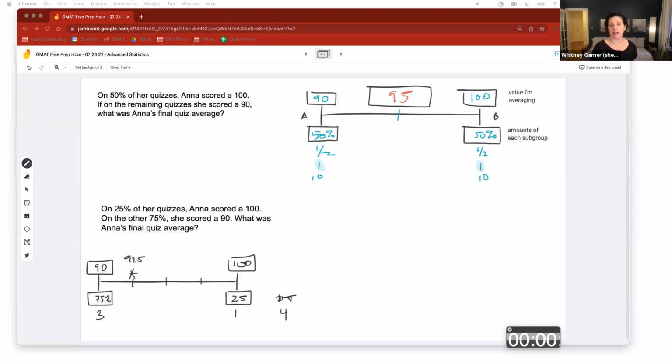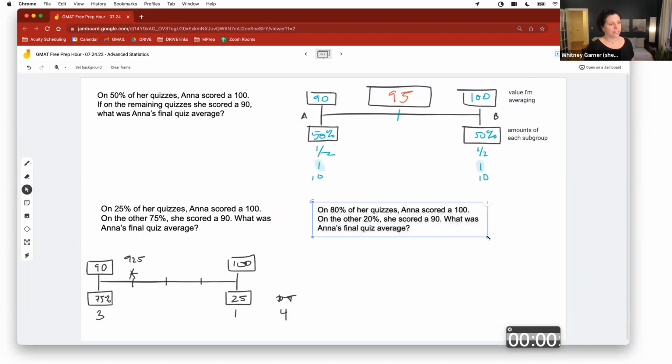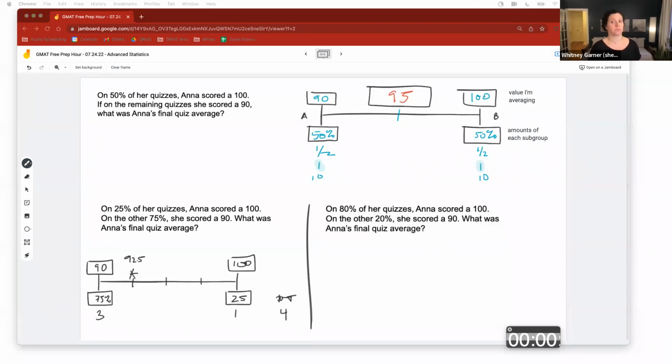Okay, so we can use this kind of tug of war with the ratio. So let's try one more. I want you to try that same sort of tug of war ratio. This time we just move the numbers to 80-20 and see how they pan out. And then we'll check in quickly and see how it went. So let's, again, take about 45 seconds.